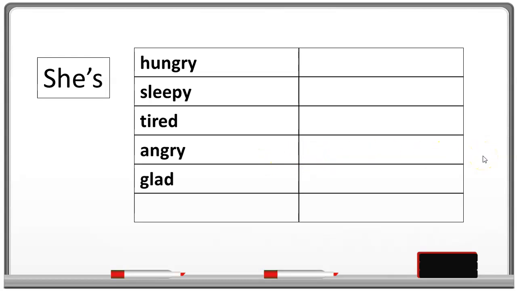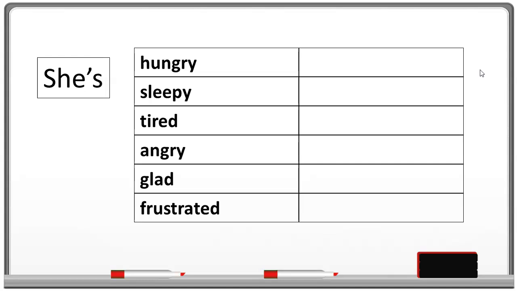Glad. This is like happy, right? She's glad. And notice the vowel sound. Glad. It's like the a in am. Glad. I am glad, you could say. Glad. Next one. Frustrated. She's frustrated. What's the matter? She's frustrated.